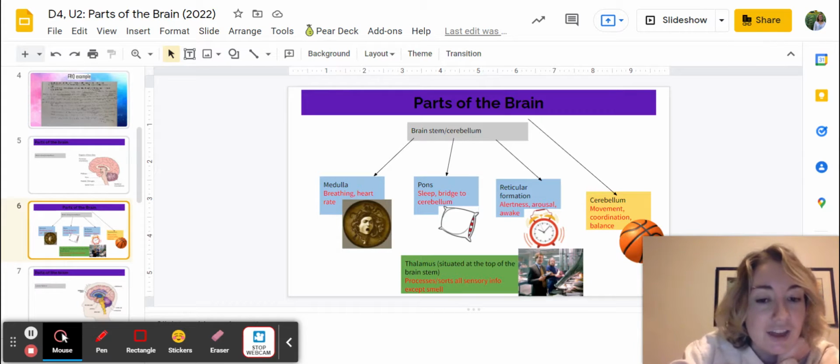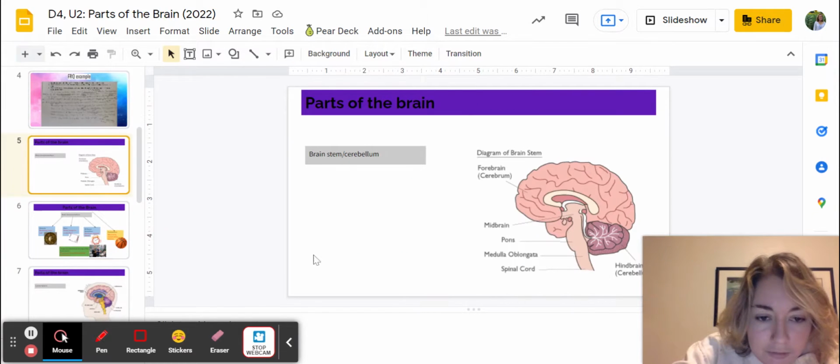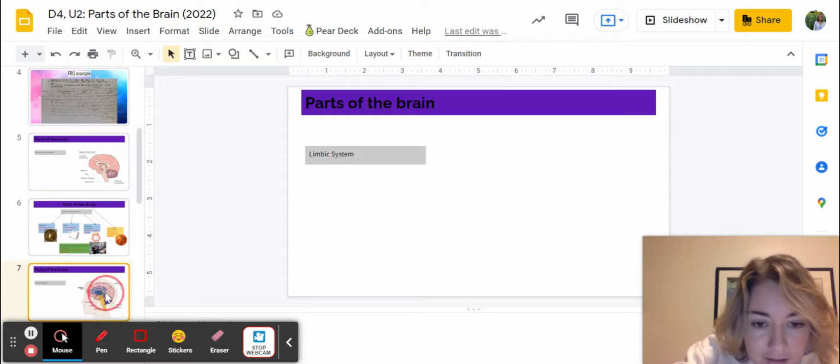Then we've got our thalamus. This is kind of off in its own world. I don't think it's on the picture here. Let me see.